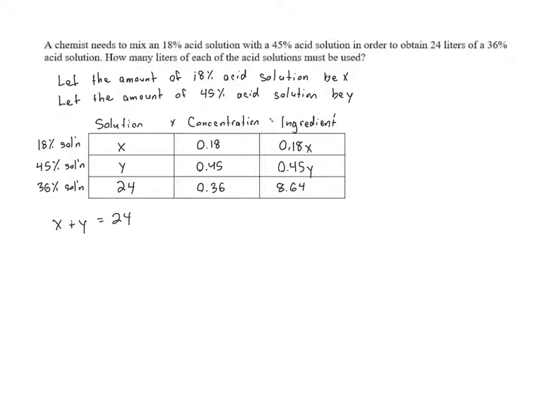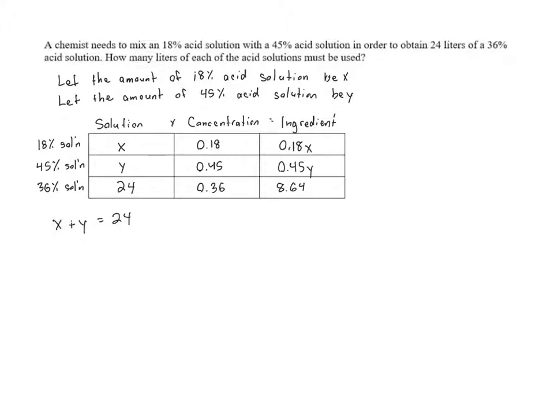We don't know what x and y are. We don't know how much of the 18% solution and how much of the 45% solution we used. It could be 12 liters and 12 liters. It could be 20 liters and 4 liters. It could be 23 liters and 1 liter. But however the mixture is, because we have to end up with 24, we know that whatever x and y are, x plus y has to equal 24.